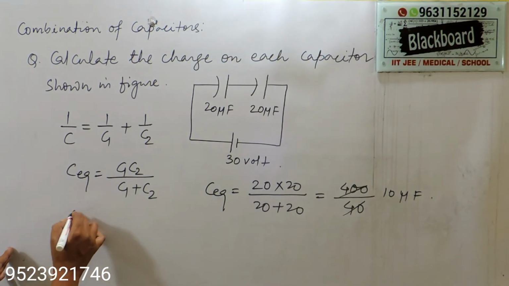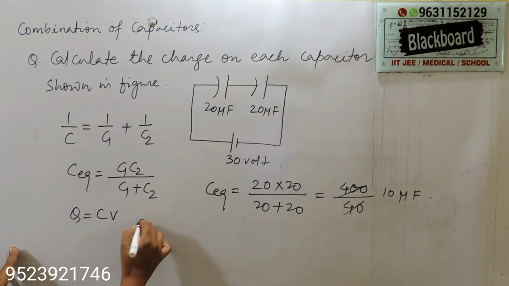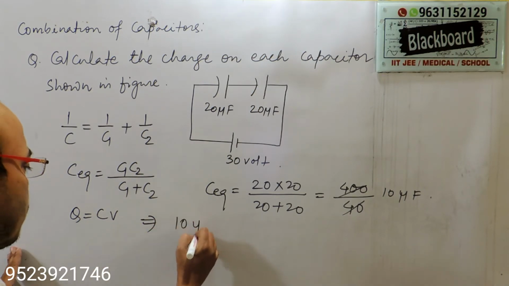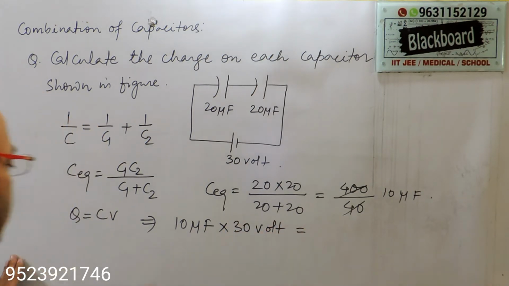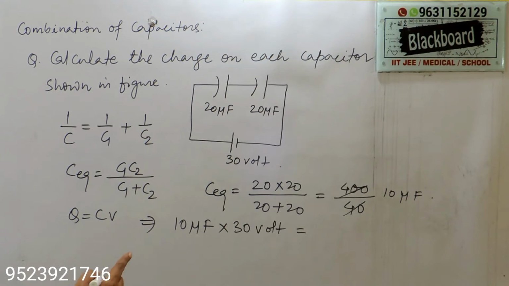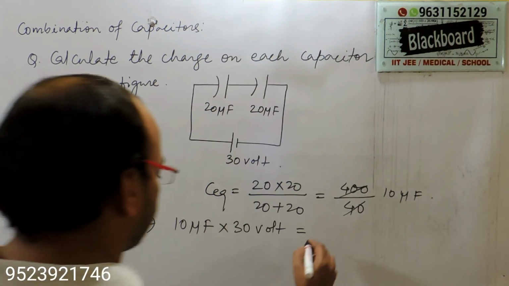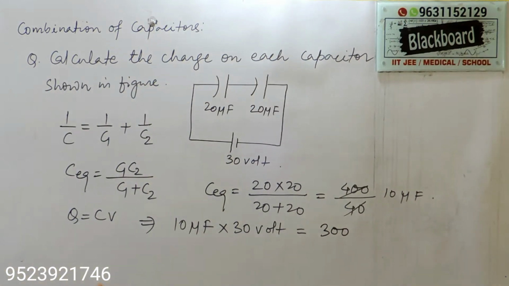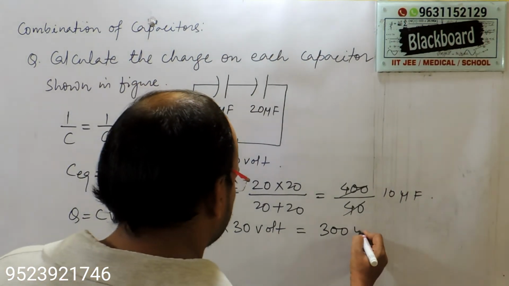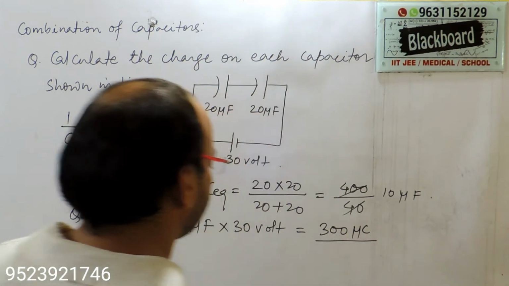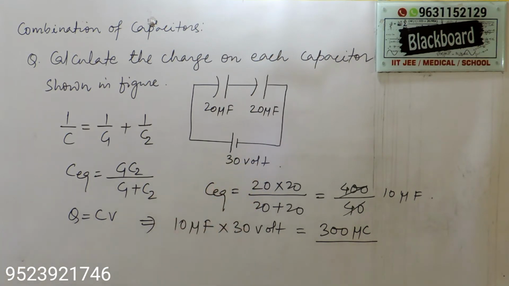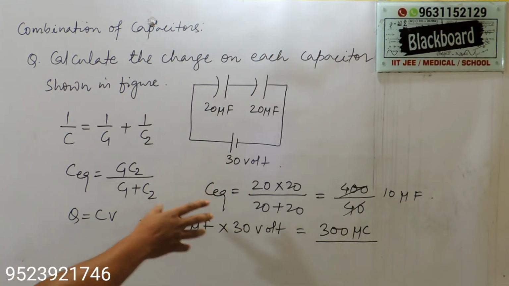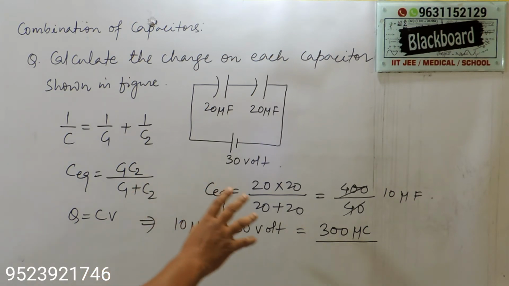The charge supplied by the battery is Q equals CV. So C is here 10 microfarad and this is 30 volt. You can multiply: 30 times 10 is 300 microcoulomb charge. In series combination, each capacitor has equal charge and this charge is equal to the charge supplied by the battery. Thus, each capacitor has charge 300 microcoulomb.